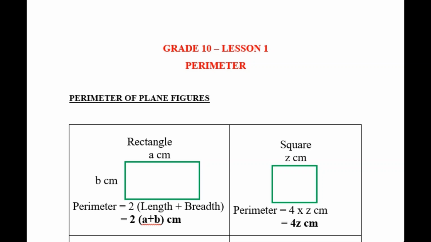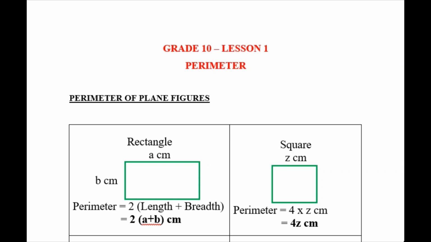Today I'm going to explain the first lesson of the grade 10 syllabus, which is perimeter. Perimeter is something that you start learning from a very young age, but this lesson is a bit more complex than what it usually was. Starting off with the perimeter of plane figures, just in case you know your basics, because knowing your basics is very important when you go ahead with your learning.